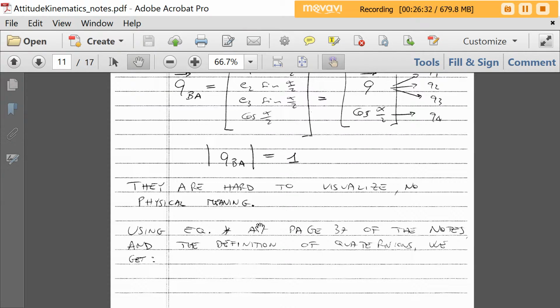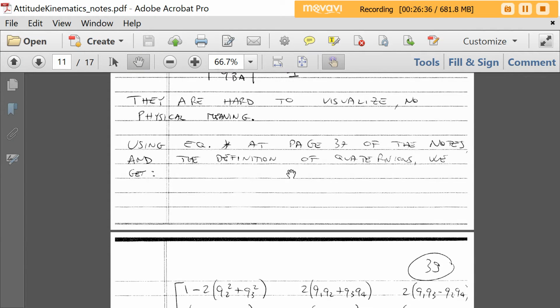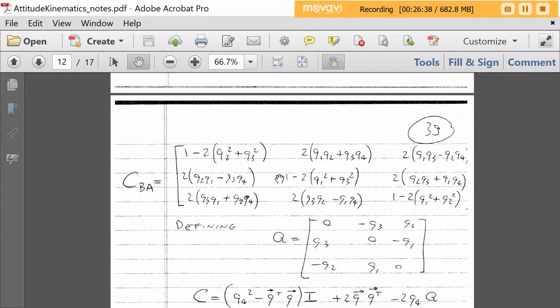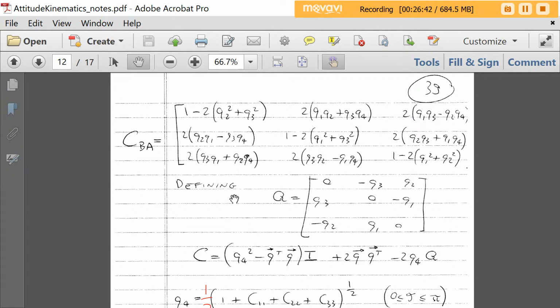They are definitely harder than Euler angles to visualize, but they don't have the singularity problem. Now, without any demonstration, if you have the quaternions and you want to find the DCM, this is your relationship. Just memorize this if you want or not. It's in the books, it's in Bong Wie's book. You can just keep this in mind. If you ever need to go from a quaternion to DCM, this is what you do.